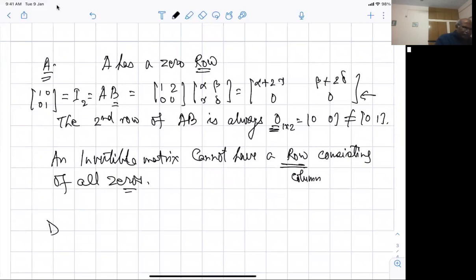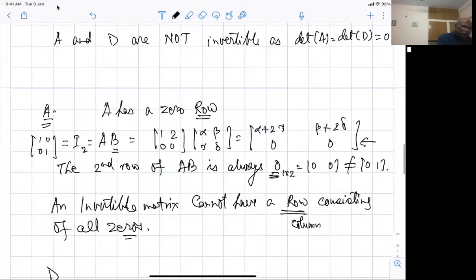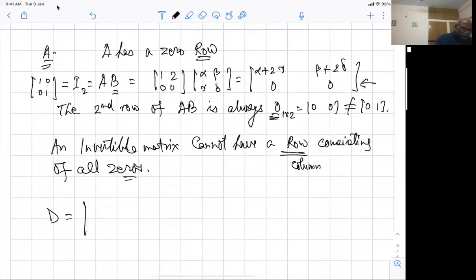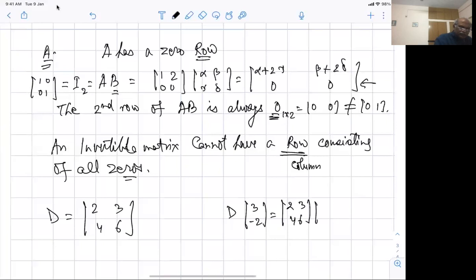The matrix D here was 2, 3, 4, 6. Now this matrix has the nice property that if I look at D times 3 and minus 2, then this is nothing but 2, 3, 4, 6 times 3 minus 2, which is the same as 3 into 2 is 6, minus 6 is 0, and 0 here. So I have this vector which gives me 0 here.